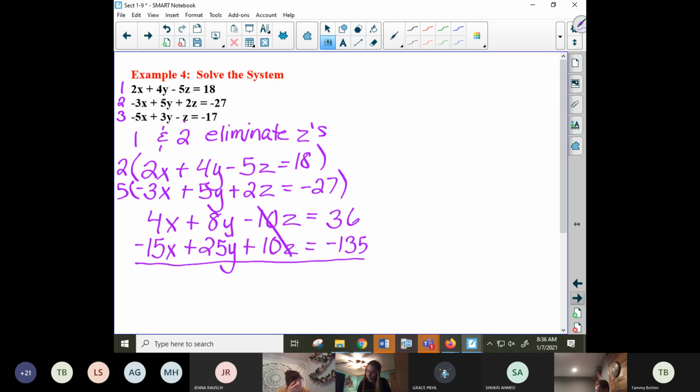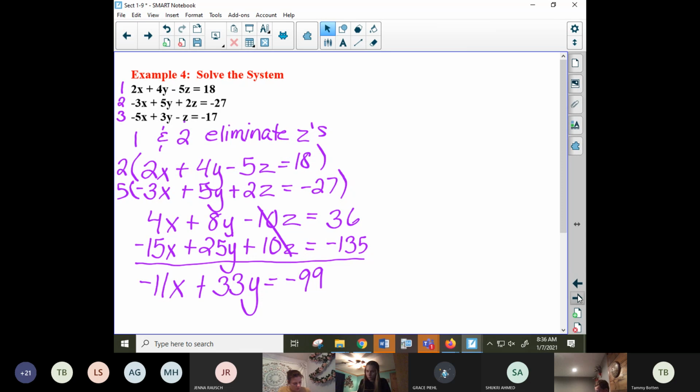My z's cancel. 4x minus 15x is negative 11x. 8y plus 25y is plus 33y. And 36 minus 135 is negative 99. Okay, now we have to take a different 2 and eliminate z's again. So I'm going to pick 2 and 3. I could have picked 1 and 3 or 2 and 3, but I decided to do 2 and 3, and I'm going to eliminate my z's again.